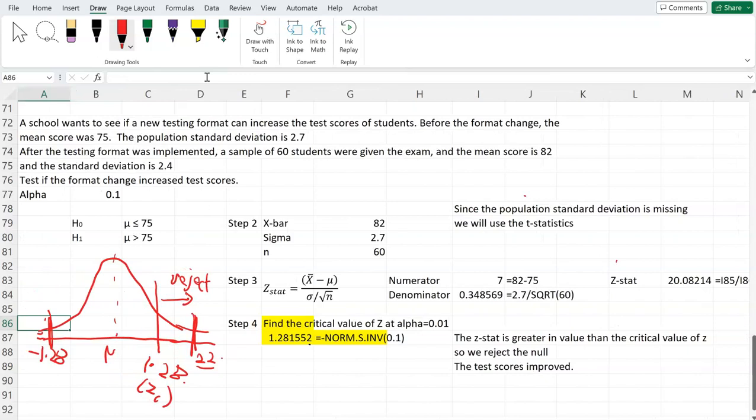Hopefully this was helpful, and it shows you how you can answer different hypothesis testing questions at different critical values. You can use either the z or t or the p-values to show if you reject or do not reject the null hypothesis.